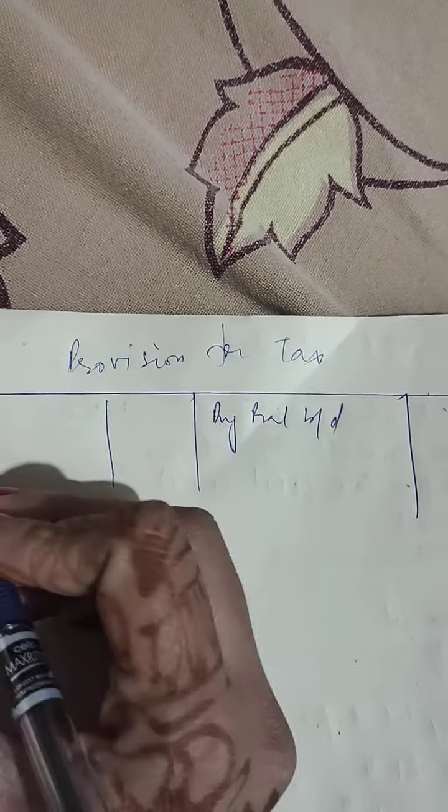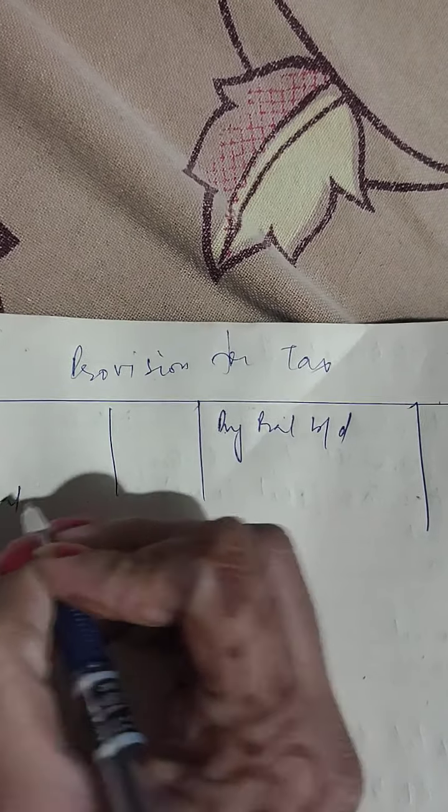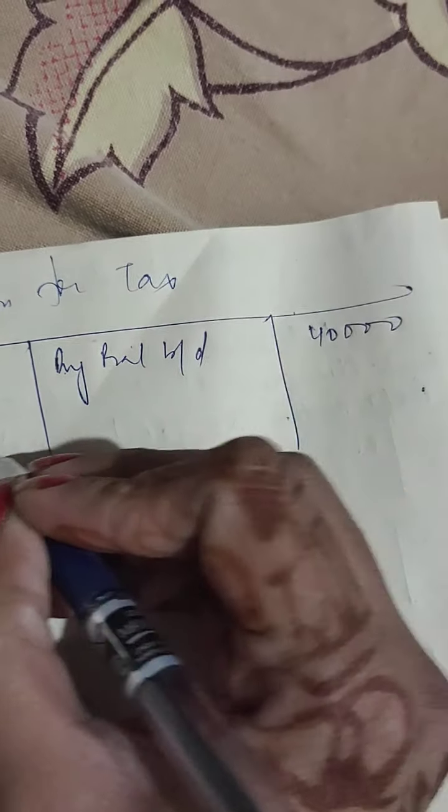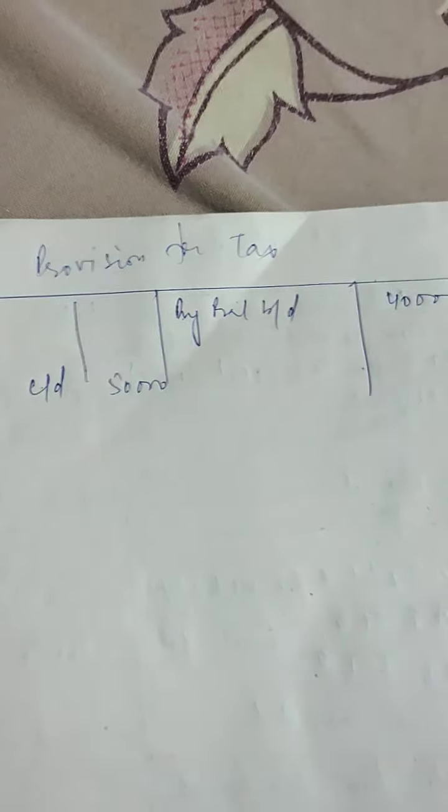You do not need pencil for this. Just see that this is a liability, so the opening figure will be on the credit side and the closing figure shall be on the debit side. What is the opening figure in the question? It is 40,000 and the closing figure is 50,000, right?